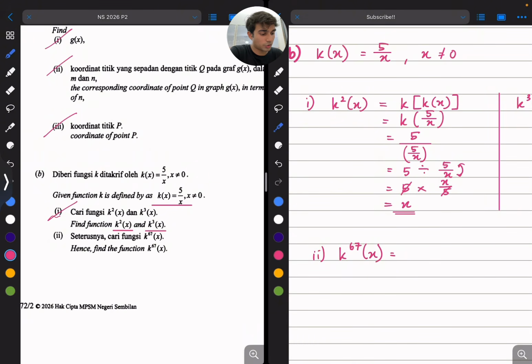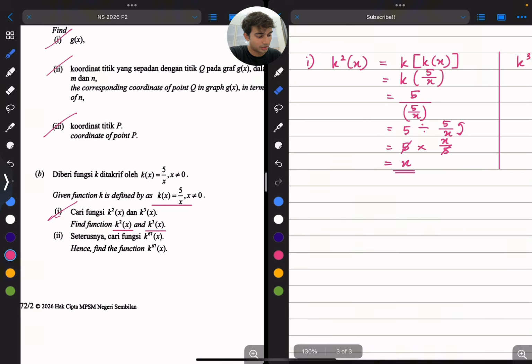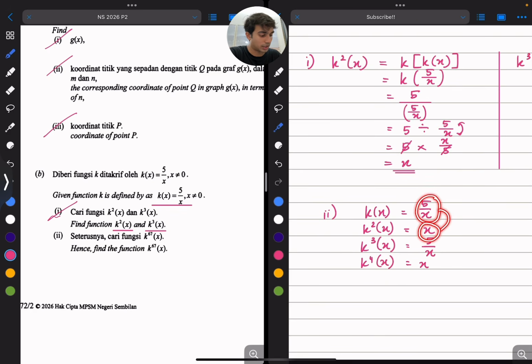Right, so k square x, I think we just list it down now. Okay, list it down like this. So k(x) is 5 over x, k square x is x, k cube x is back to 5 over x, k power 4 x would be back to x. Okay, because you can see the repeating pattern now. 5 over x, the next one is x, then 5 over x, then the next one is x, and so on. So this pattern will repeat.